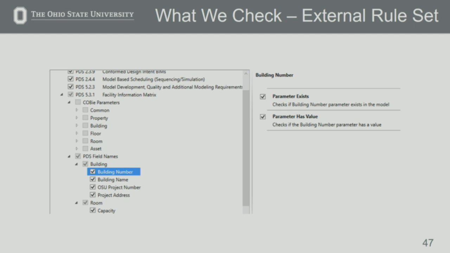This section here is all about different fields. We want them to add a couple of fields to the model that are not out of the box. And so this just ensures that these fields actually exist in the model and that they've entered some sort of data in those fields.